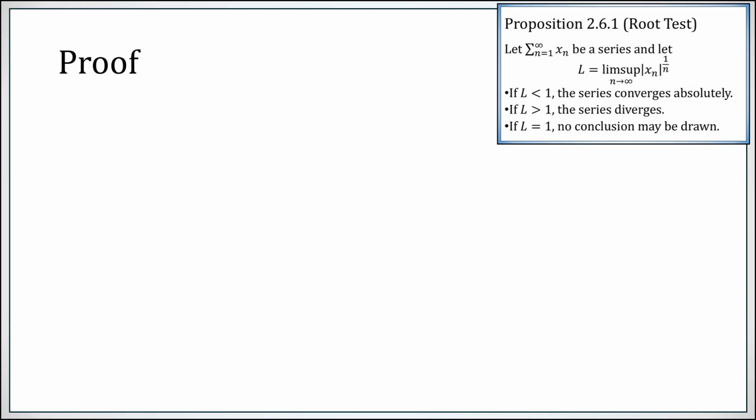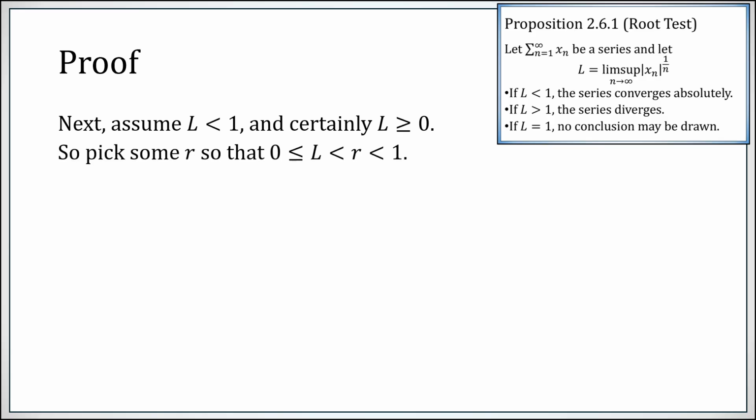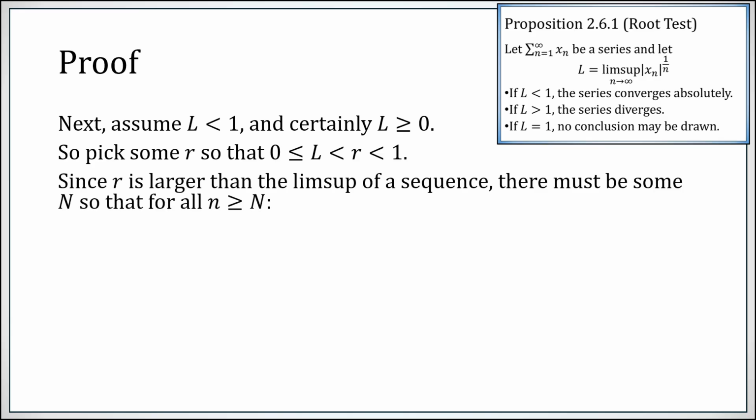So let's move on to the situation where L is less than 1. Since we're taking a lim sup of some absolute values to the 1 over n, this lim sup is definitely not negative. Pick an R in between L and 1. Now R is larger than the lim sup of a sequence, meaning past a certain point, every term will be less than R. And by every term, we mean the nth root of the absolute value of the original sequence, because that was what we were taking the lim sup of. So past a certain index, capital N, the absolute value of xn to the 1 over n is always less than R. In other words, the absolute value of xn is less than R to the n.